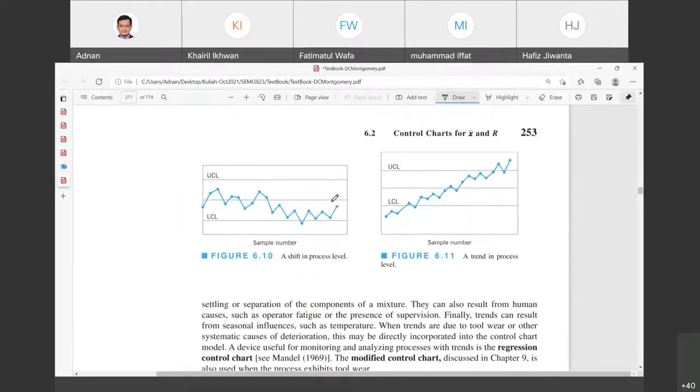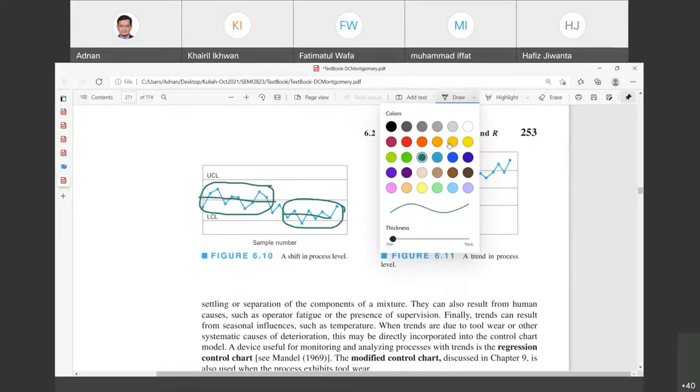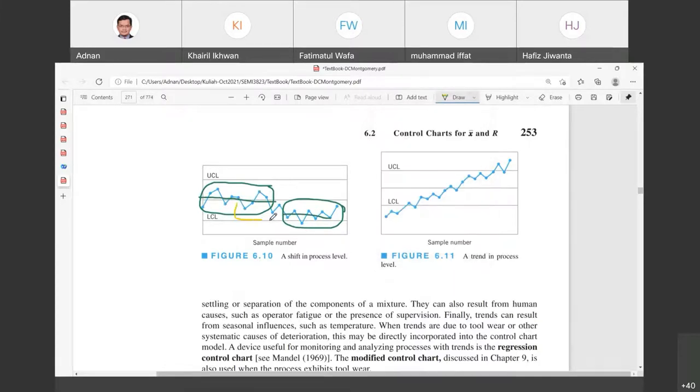Okay, this one is showing the shift. The process is shifting. You see here there is a group of variability. This is another group. So what it means is that if we take the average, this is one average, this is another average. So in this one it is shifting. Shifted to here. Okay, a shift happened.